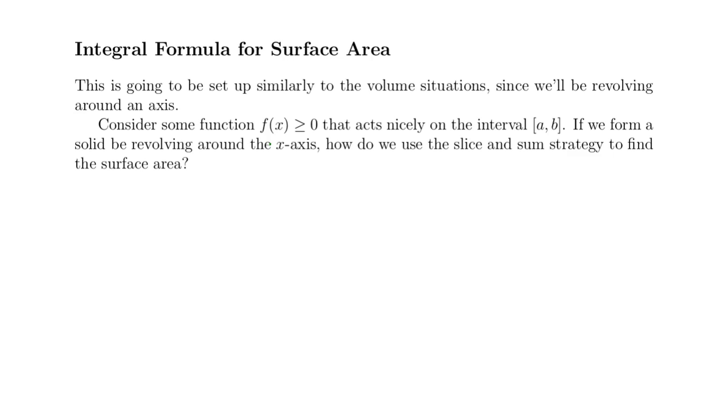So here we go. Like I said, similar to the volume situations, we're going to be revolving around an axis. We're going to go back to our solid of revolution. You'll notice that when we did arc length, we didn't have any revolution around an axis since we were just looking at a one-dimensional measure of length. Here, we're going to consider some function that acts nicely. We'll talk about what that means a little later on this interval from A to B. If we form a solid by revolving around the x-axis, we're going to use that slice and sum strategy, and what's that surface area going to be?